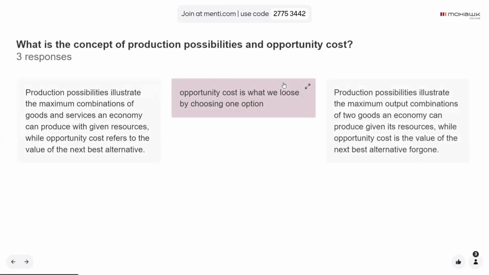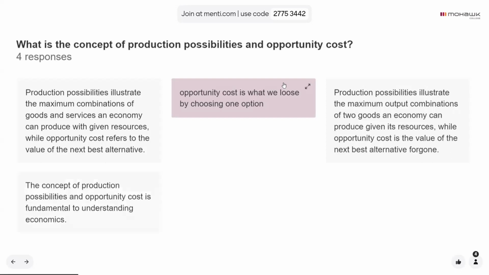Production possibilities illustrate the maximum output combinations of two goods an economy can produce, given its resources, while opportunity cost is the value of the next best alternative forgone. Yes. The concept of production possibilities and opportunity cost is fundamental to understanding economics. Yes.